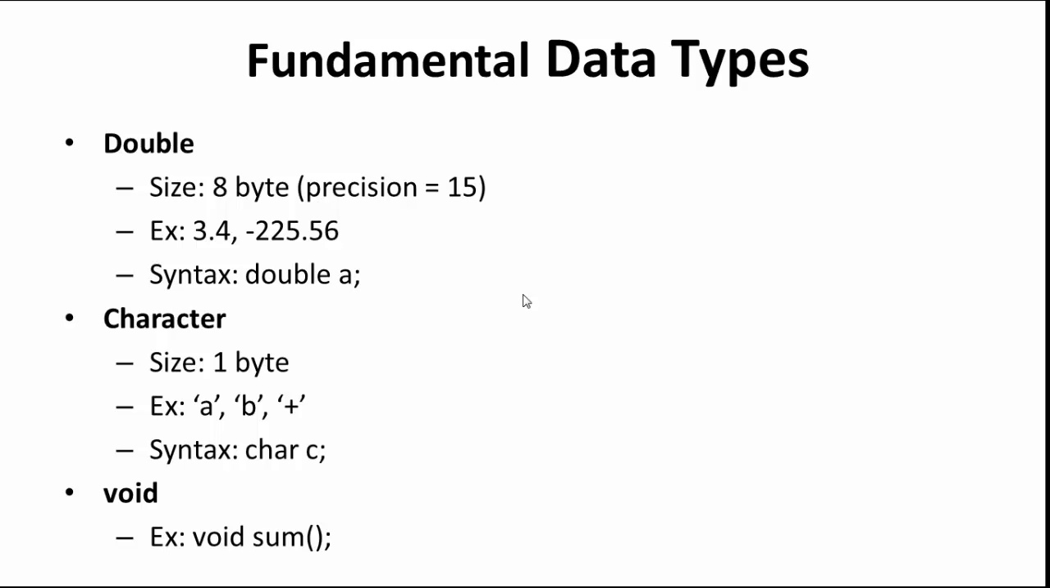Void data type. Void means no value. Basically, we use void while declaring the functions. When we want our function to return no value or nothing, then we use void. For example, void sum. That means the sum function will return no value. We will discuss more about void in our upcoming tutorials when we will learn about functions.